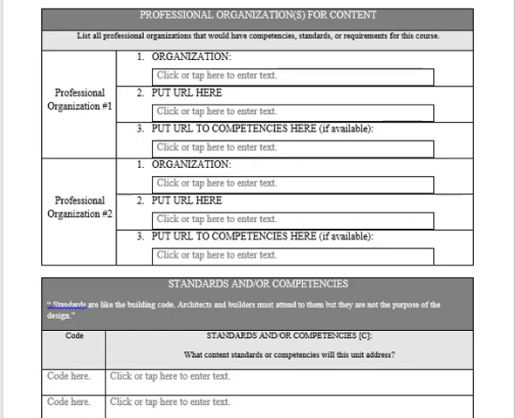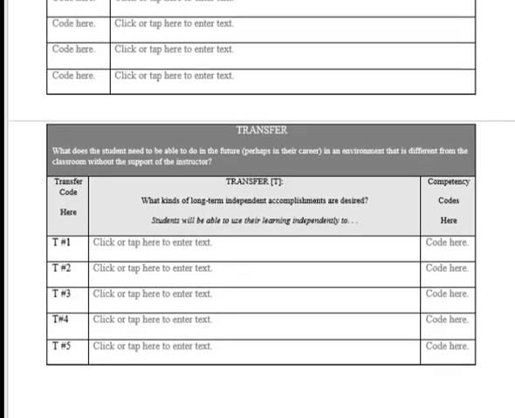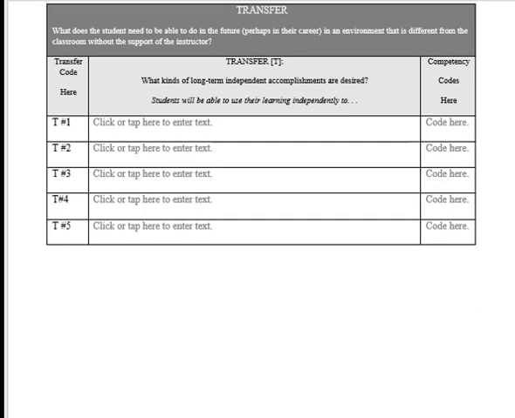The next section is where you will list the specific standards or competencies that you will be addressing in your unit. These are taken from the list of standards and competencies developed by the professional organization that regulates your level or type of instruction. The transfer area is another important part of Understanding by Design.